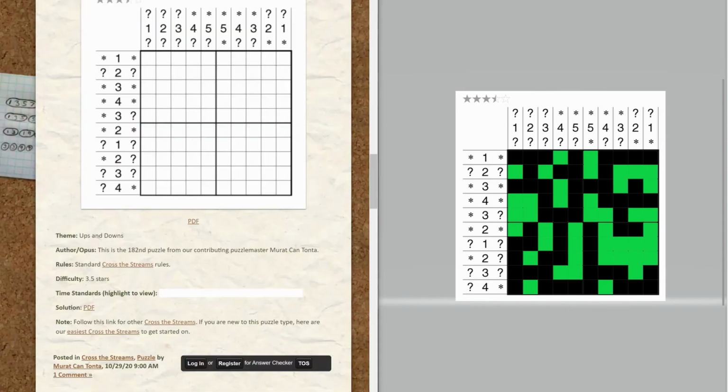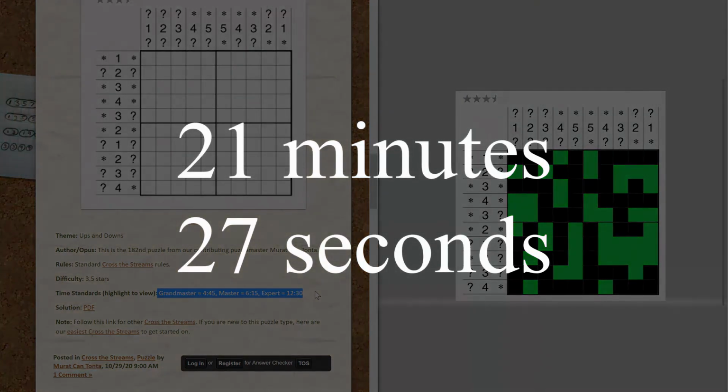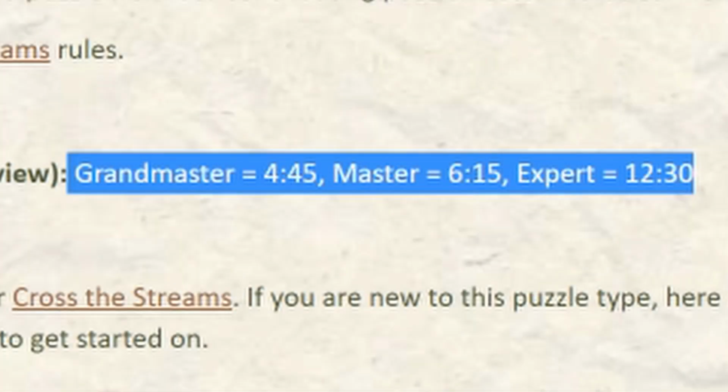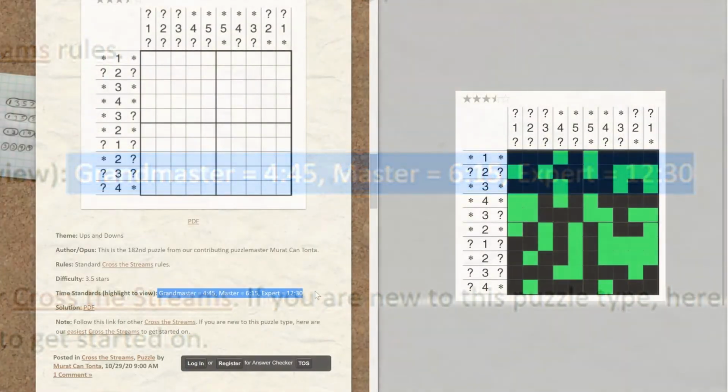And that, like I said, I don't know how long it took us. Here are the times for a Grandmaster, Master, and Expert. But hopefully we got above an Expert. I was getting close to the Master when I was doing them a lot.